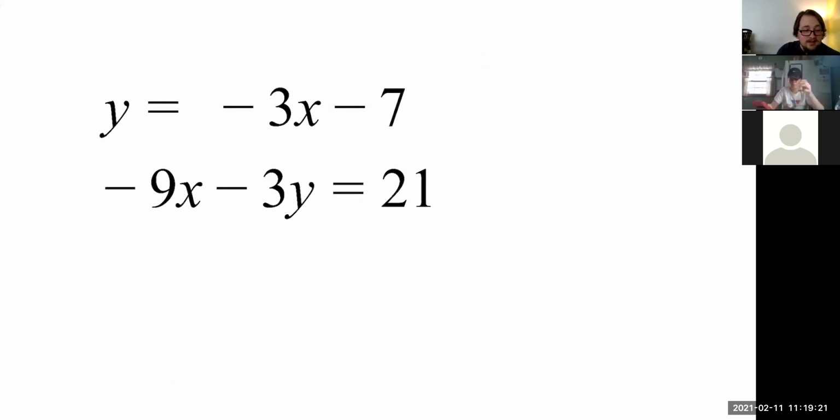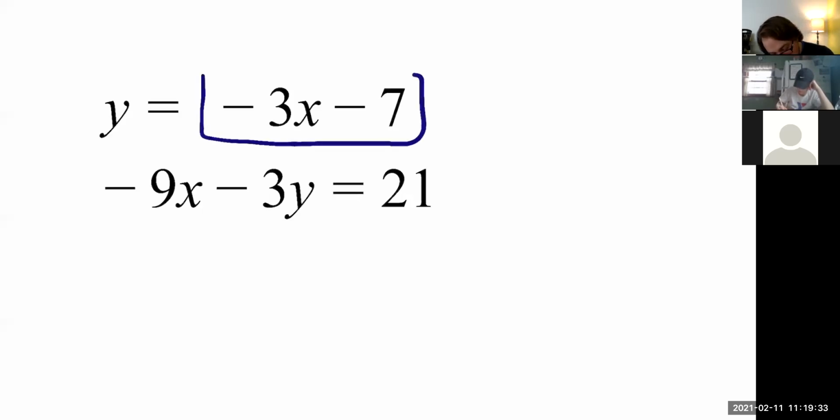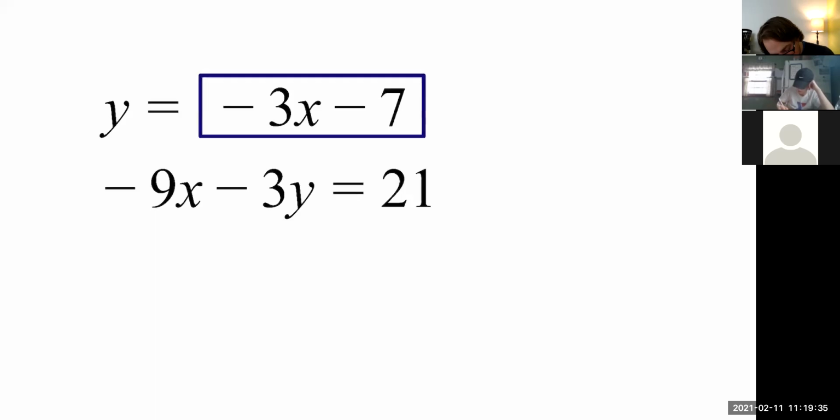Well, according to step 1, that's what I wanted. So I'm going to box in what it is set equal to. So Toby, what is that y set equal to? -3x minus 7, the whole thing. So I'm going to box in the whole thing. That's step 1. Step 2, substitute everything from the box into the appropriate variable of the other equation. What do you think the appropriate variable is for that box? The y, because the y is by itself on the top equation.